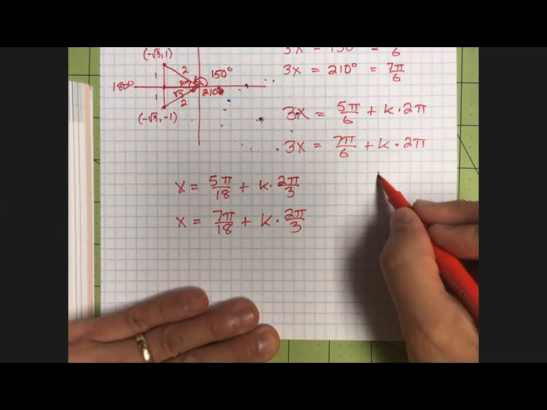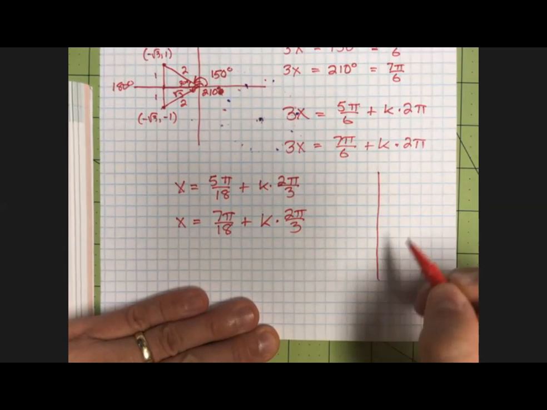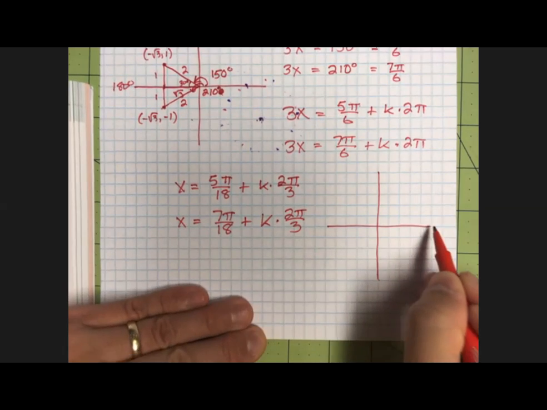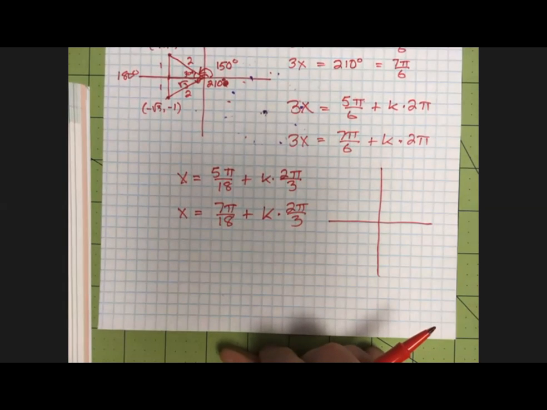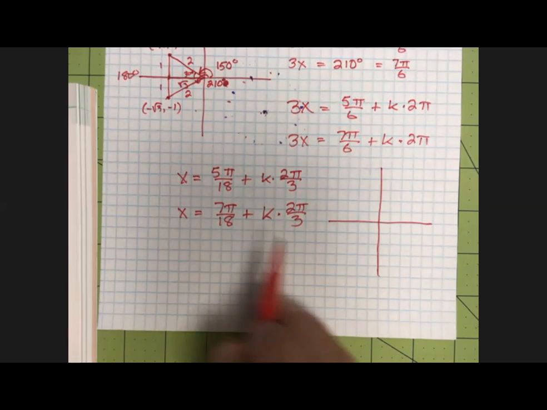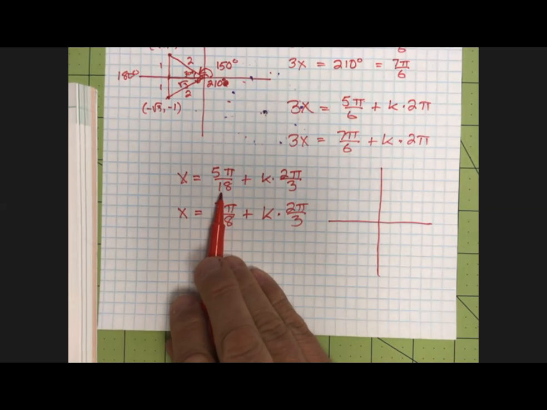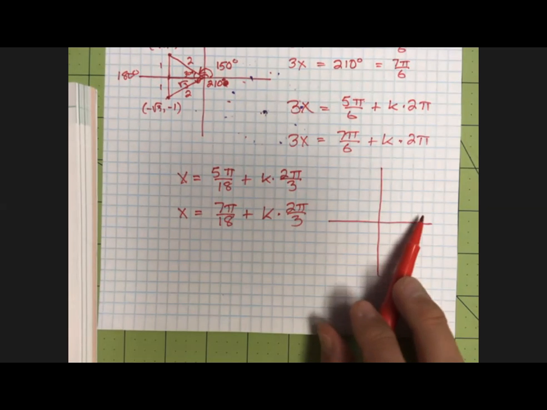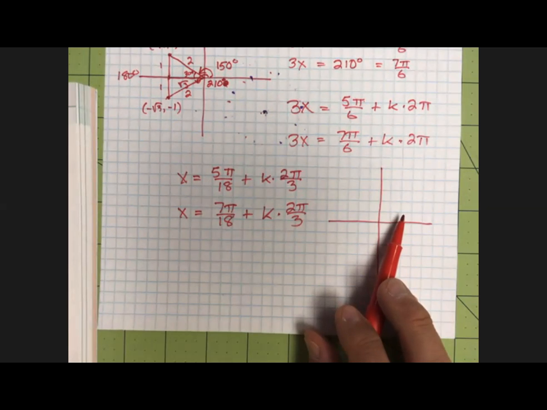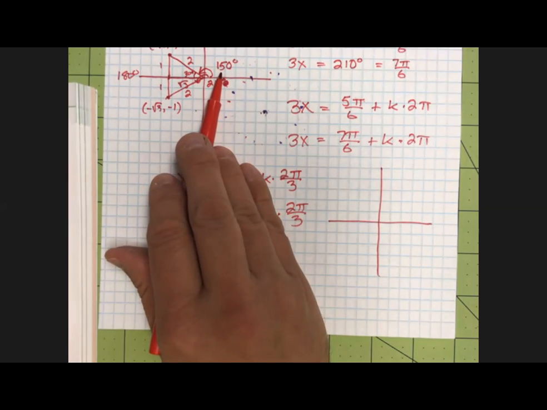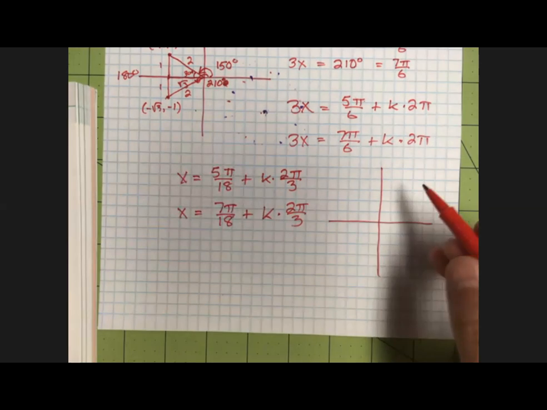This is going to be a similar picture to the last one, just not so many angles. If you think of 5 pi over 18, now what would it mean to divide pi into 18 pieces? You know, that's really, really small. And I'm going to think about 150 in degrees just so I can wrap my head around it. If I divide 150 by 3, I get 50.